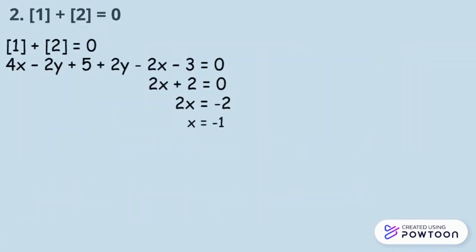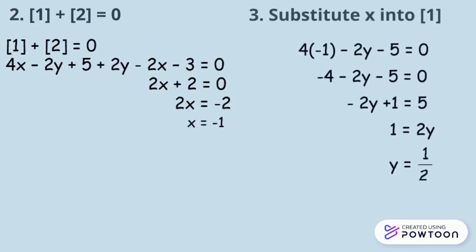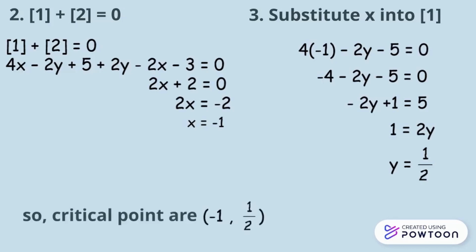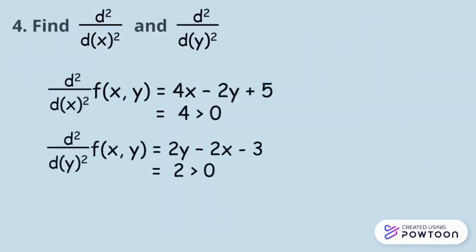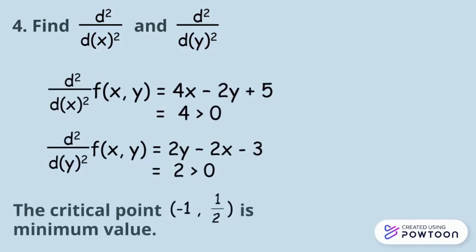After that, we add these two equations to get the value of x. And next, we substitute the value of x into the first equation to get the value of y. So, we will get the critical point (-1, 1/2). Last, we need to find the second order derivatives for the two equations we formed. The second order derivative for the two equations is positive. So, the critical point (-1, 1/2) is a minimum value.